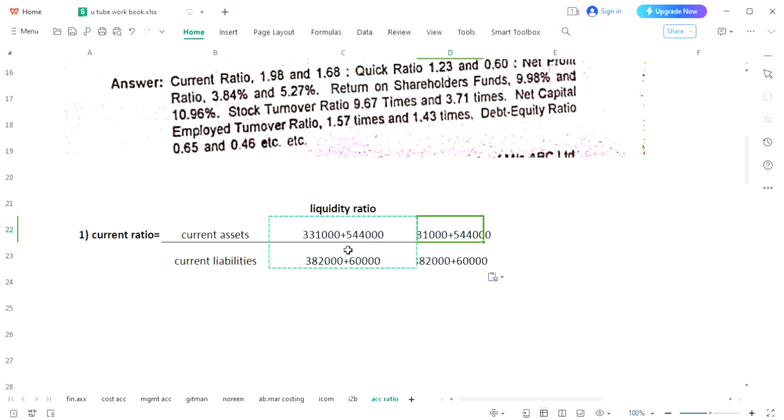Now we are going to take the sum of both sides. Here we have calculated the sum of current assets.